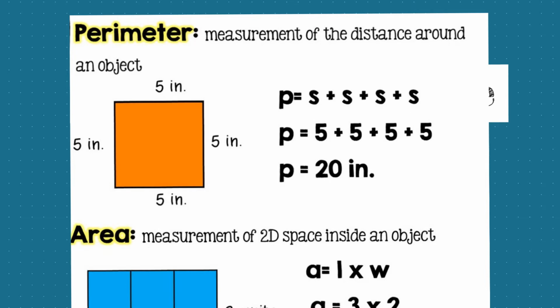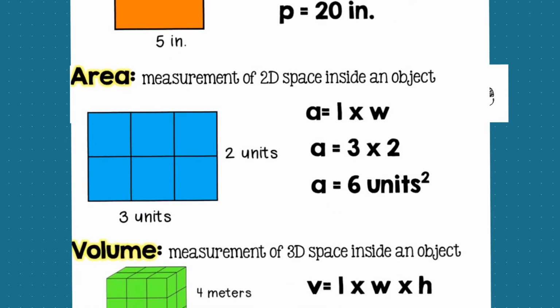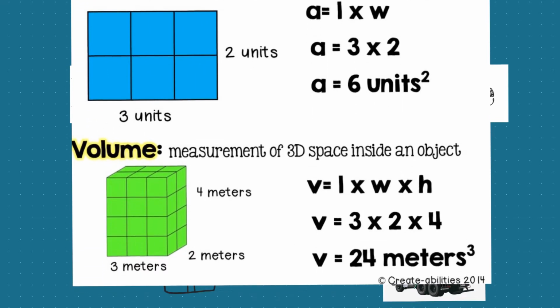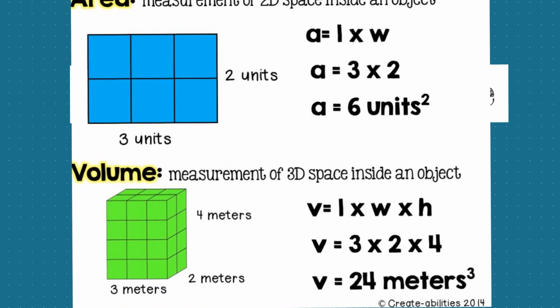If I'm going to do area, you're thinking the space inside, so your units are always going to be squared. Feet squared, centimeters squared, inches squared. Volume, three-dimensional space, so that's going to be cubed. We're going to be dealing with meters cubed, inches cubed. It's how much space is inside of the object, so it's how many cubes will actually fit inside.